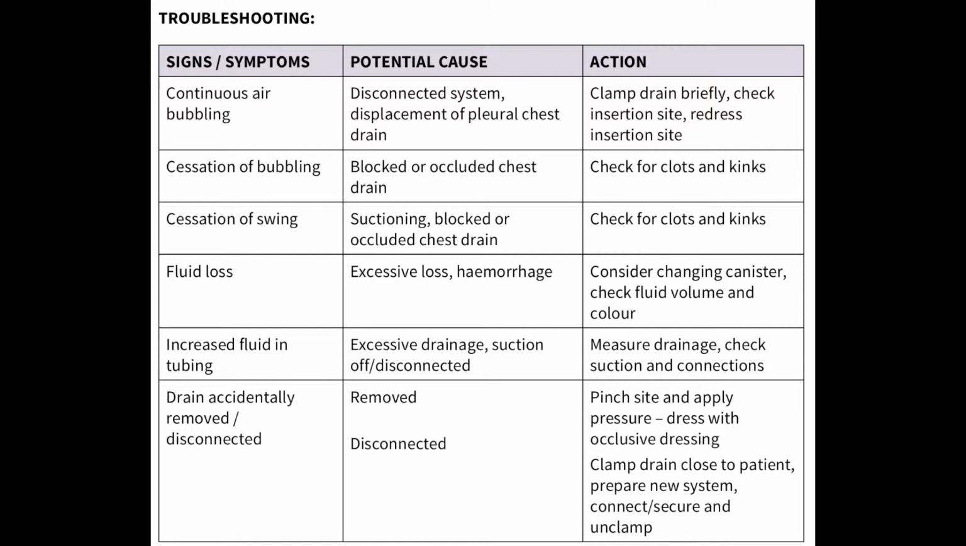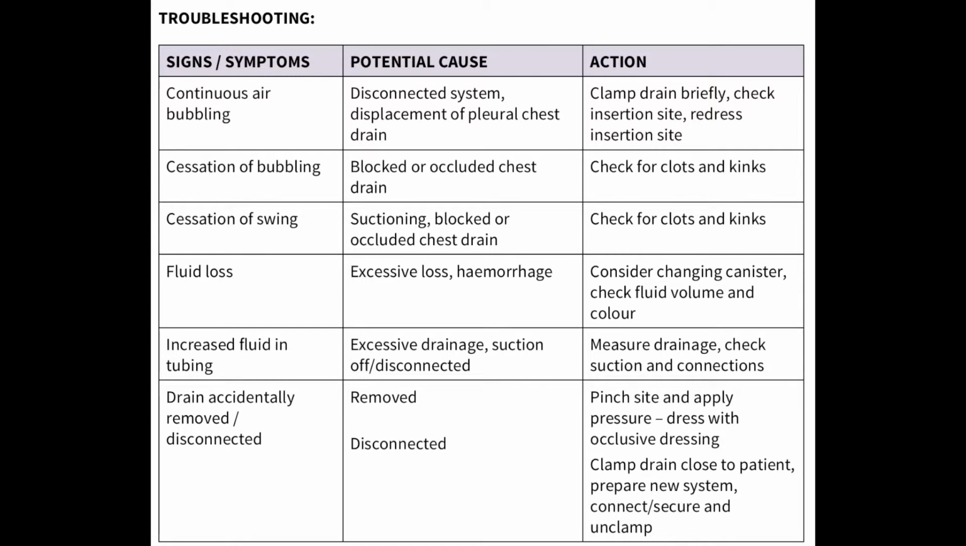So this table here just shows a few quick tips and tricks in regards to what you might see, how you might fix it, and what the cause will be. If there is continuous air bubbling coming from the chamber down in the bottom left-hand corner of the box, then the potential cause is obviously a disconnected system. There's an air leak somewhere in the system.